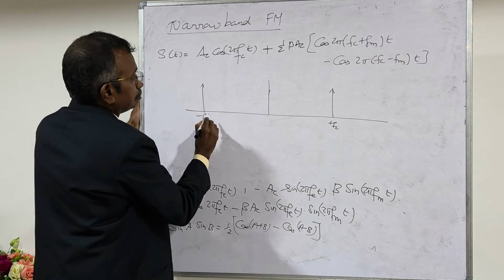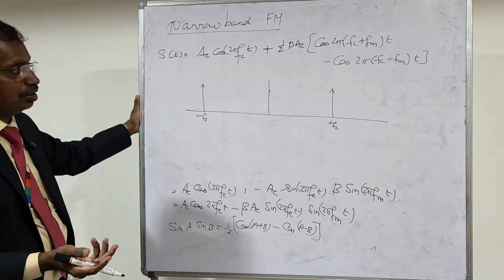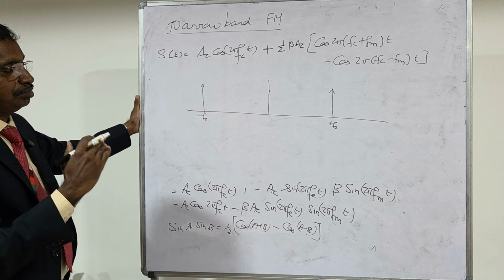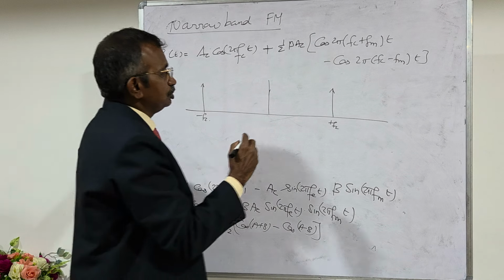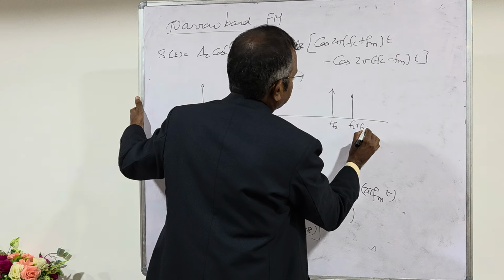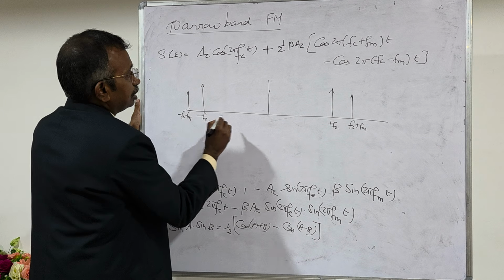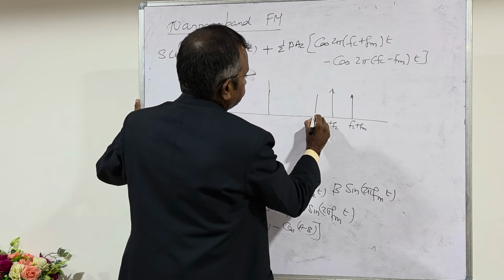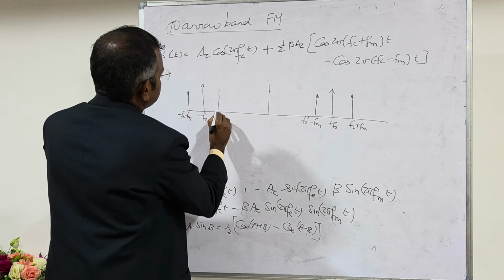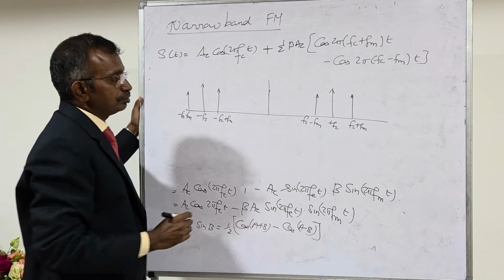then for fc plus fm, we have the frequency components at δ(f − (fc + fm)) plus δ(f + (fc + fm)), divided by 2. So I have an impulse at fc plus fm, and at minus fc minus fm. Then for fc minus fm, it will be here, fc minus fm, and this is minus fc plus fm. So this will be the frequency spectrum of the signal.